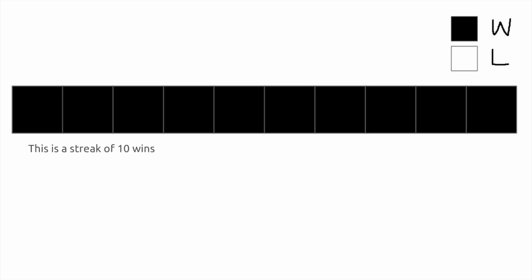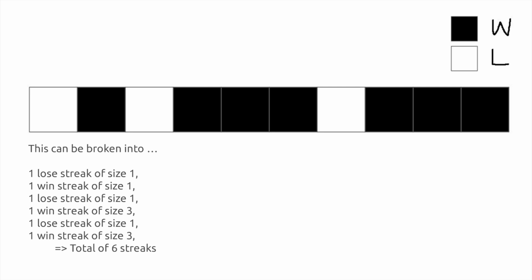This is a streak of 10 wins. This can be broken into one lose streak of size 1, one win streak of size 1, one lose streak of size 1, then one win streak of size 3, one lose streak of size 1, and finally one win streak of size 3, totaling 6 streaks.